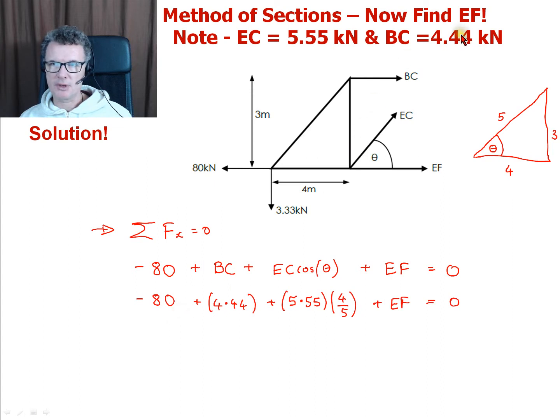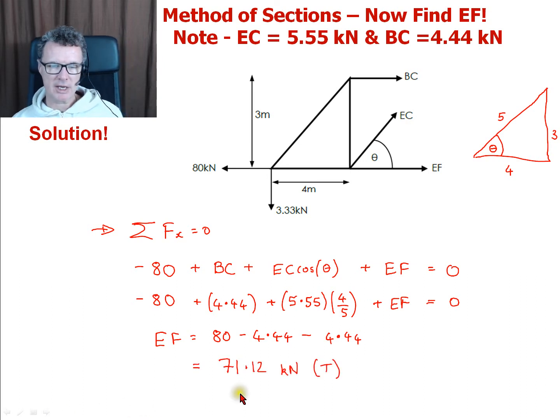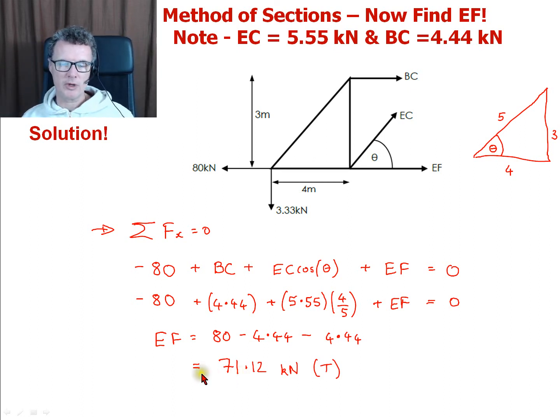Substitute in your previous results. So BC, you're going to have 4.44. EC, you're going to have 5.55. Rearrange it. Interestingly enough, we're going to get these two answers being the same, minus 4.44, minus 4.44. Rearrange that, and you're going to get a tension of EF of 71.12.